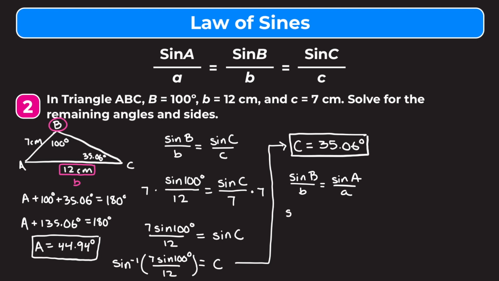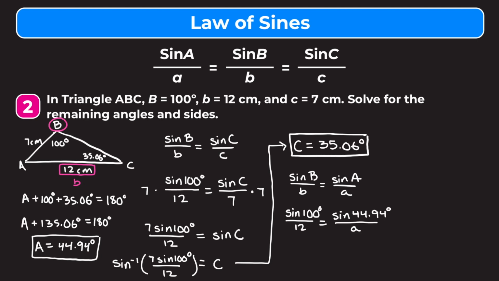So let's plug in what we know. Angle B is 100 degrees. We're going to say sine of 100 over side B, which is 12, is equal to sine of angle A, angle A is 44.94, over side A, which is what we're solving for.